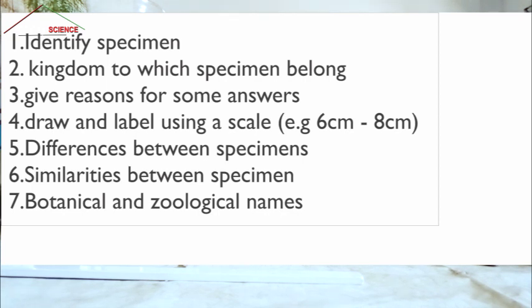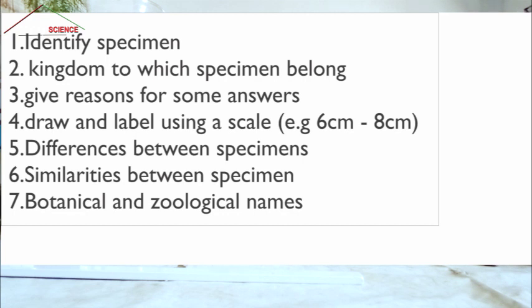Now on number 3, sometimes you may be asked to give reasons for a particular answer that you have given. All you need to do is tell them the reason why you have chosen the answer, or written down the answer. That is what it simply means. Number 4 says draw and label using a scale. I'll be explaining this in this video when the time comes.